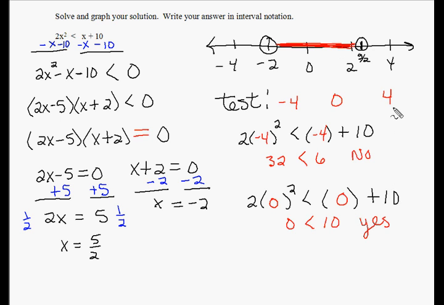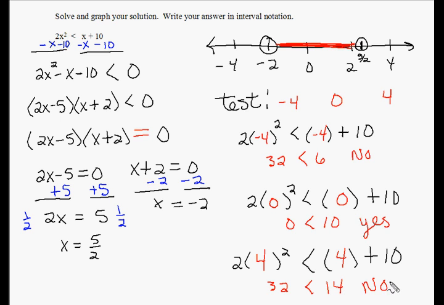And then I will also test the last number. We don't want to go around assuming that we know that it doesn't work. We actually need to show that it doesn't work. So 4 squared is 16, times 2 is 32 again, is less than 4 plus 10, this time is 14. And again, that's not true. So again, there's no shading. Interval notation, we would have a parenthesis, negative 2, comma, and 5/2, and a parenthesis.